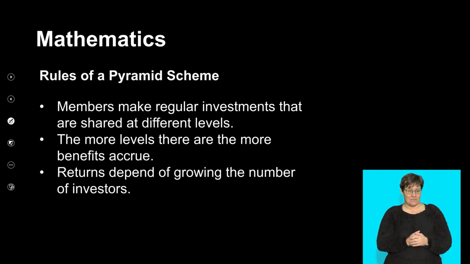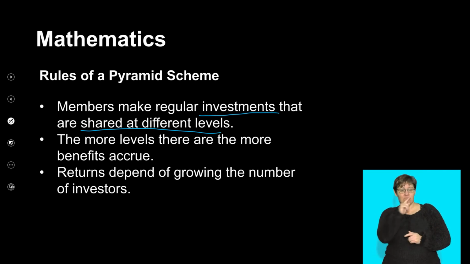And then also some rules of a pyramid scheme is the members need to make regular investments that are shared at different intervals. So this is an example where people are contributing a certain amount of money on a month-to-month basis maybe, or on a week-to-week basis, and then maybe after 2 months they share the money, or after 2 weeks or after 3 weeks. It doesn't really matter. It just depends on what normally happens.